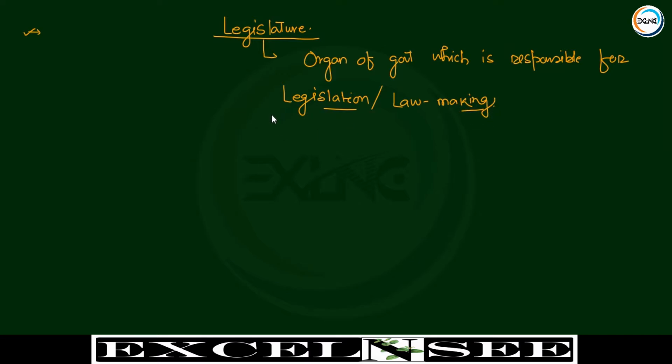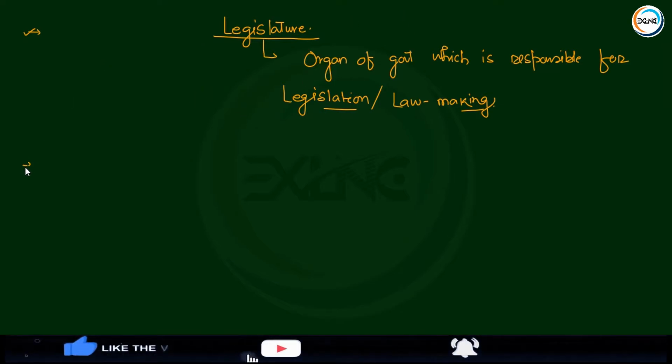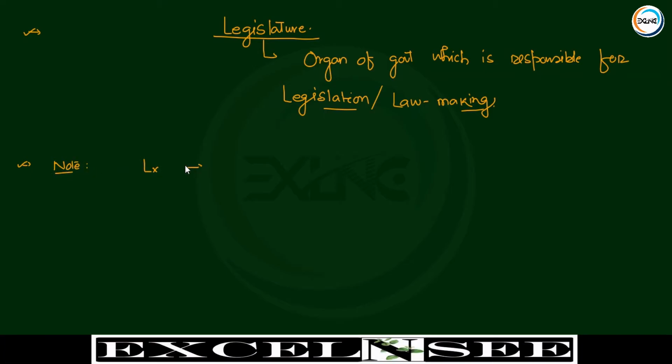Before that, you should keep a note that whenever we say legislature, there is an executive and there is a judiciary. This is basically the horizontal distribution of power. Do not understand that among legislature, executive and judiciary any one is supreme over the others. Actually it is basically the horizontal distribution of power.